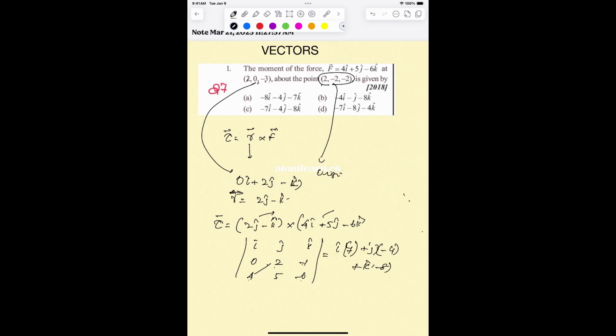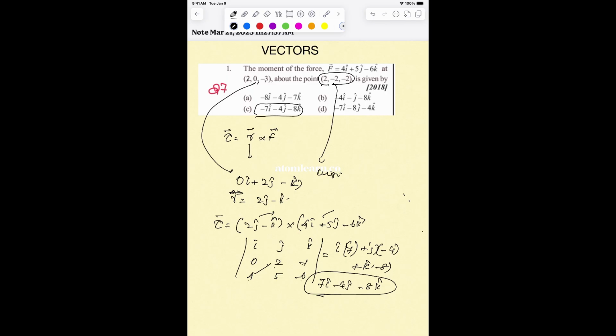And therefore, what is the final answer? 7 i cap minus 4 j cap minus 8 k cap is the final answer. Check where it is. Minus 7, minus 4, minus 8. 7, minus 4, minus 8. Somewhere something is wrong, therefore, okay, fine. Now you can do it correctly and then get to know this.